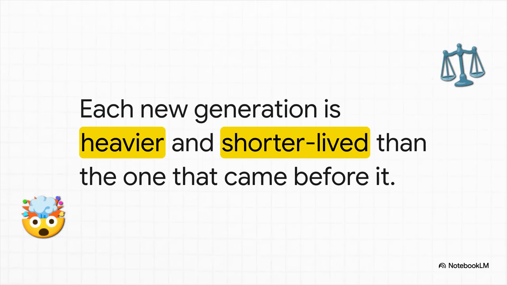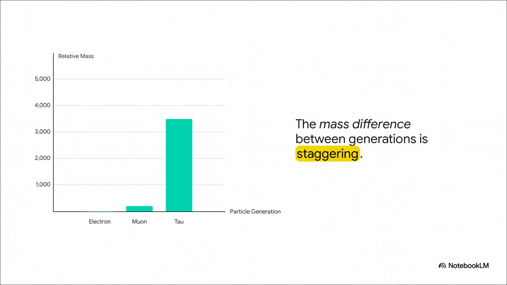Okay, so here's the deal. Each new generation is way heavier and way more unstable than the one before it. The particles from the second and third generations pop into existence and then poof, they decay back into the stable generation 1 particles almost instantly. They're like these fleeting ghosts of matter, only showing up for a split second in really high energy places, like when a cosmic ray smashes into our atmosphere or inside our most powerful particle accelerators. And when I say heavier, I mean it's just staggering.